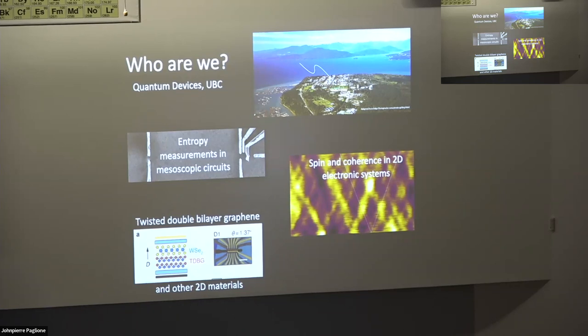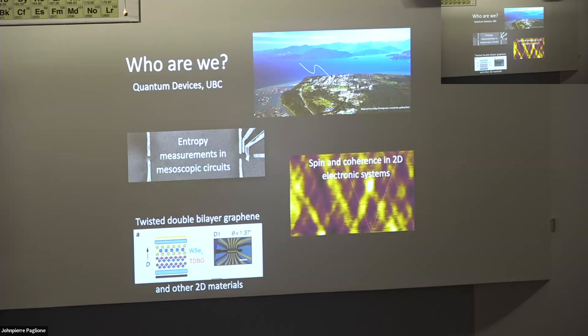But then a second branch in the group has started figuring out how to do thermodynamic measurements, and specifically we're interested in entropy in the smallest possible quantum systems we can make. Right now we make those in gallium arsenide. This is a picture of a quantum dot in this gallium arsenide. You start from a quantum dot and then build other circuit components; these structures are called mesoscopic circuits.